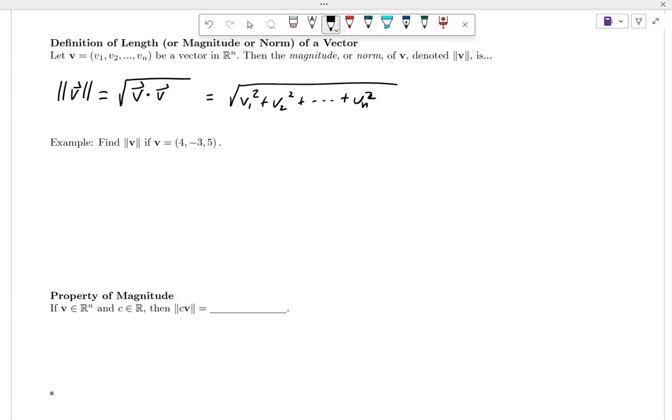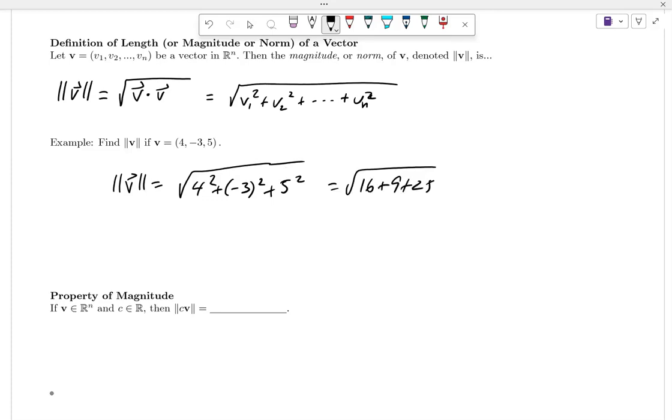All right. So using this definition, we can figure out the magnitude of v here in R3. What will we get in this case? Good. We'll do the sum of each of the components squared. 4 squared is 16. Negative 3 squared is 9. 5 squared is 25. We get square root of 50, which is what? 5 root 2, if we simplify.